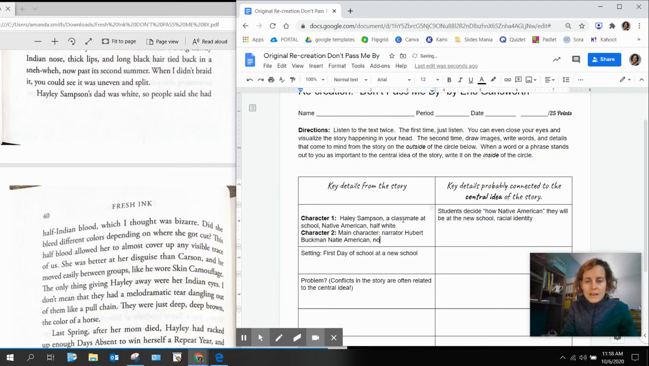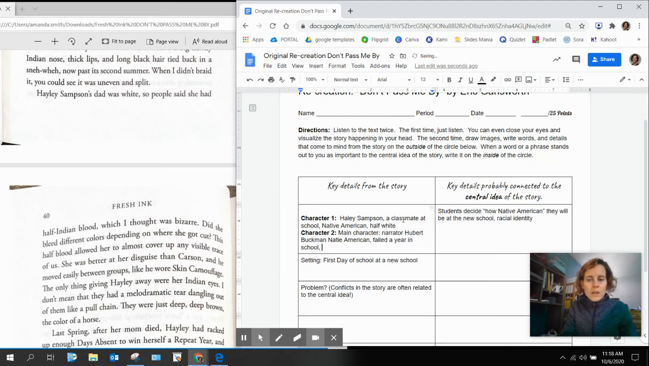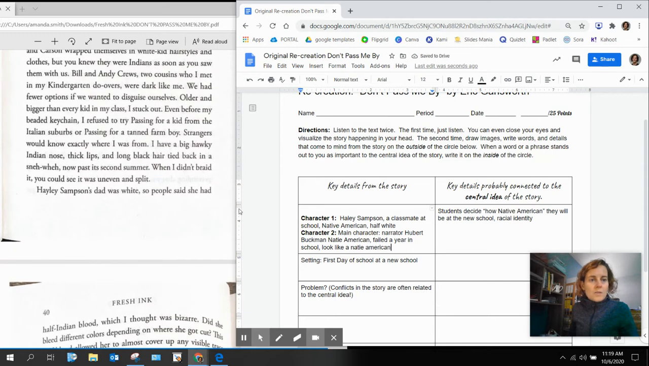Not passing, I mean, he's a failed year in school. And he says that he looks like a Native American. Okay. And then we also met other characters.